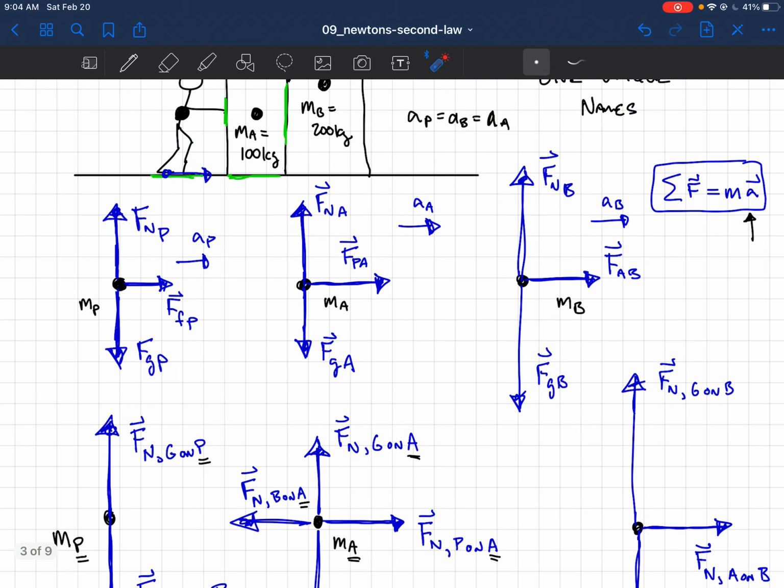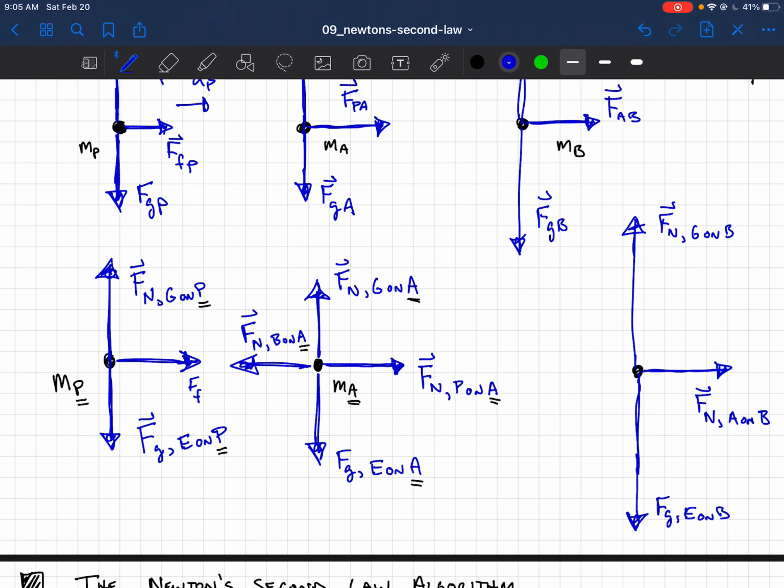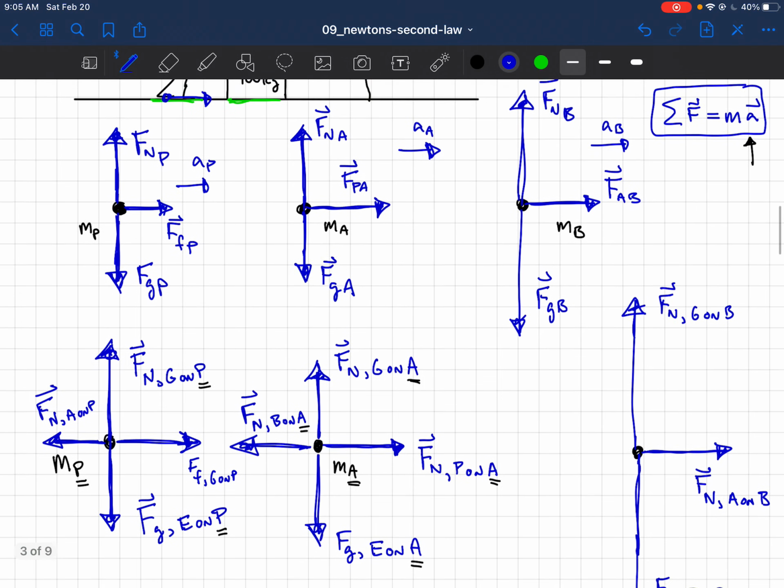Well, there are. So I've put in a frictional force acting on the person. So that's the force, I guess, of friction of the ground on person. But if there's a force of the person acting on A, then there must be an opposite force of box A acting on the person. Oh sorry, it's a normal force of A on person. So that's one force that we left out.